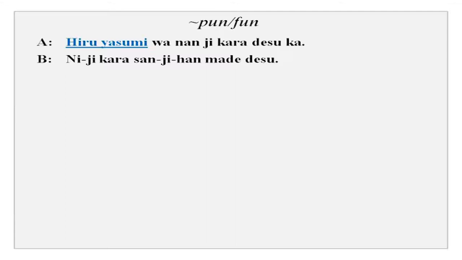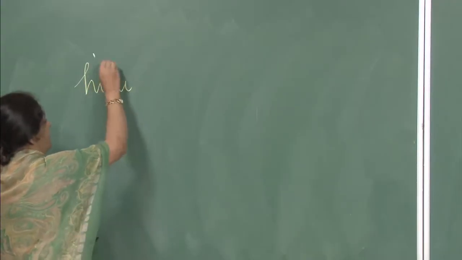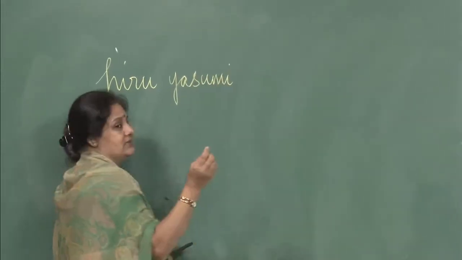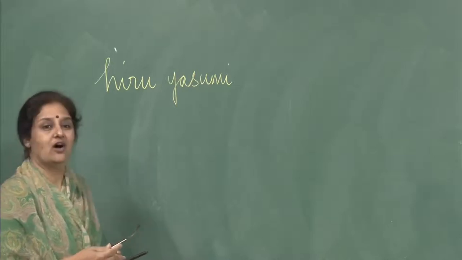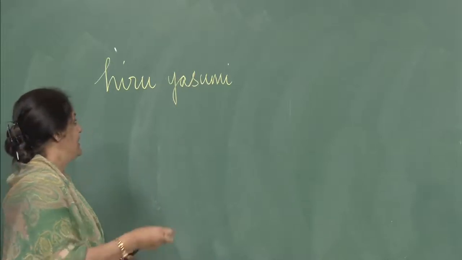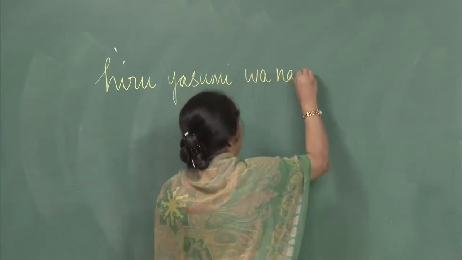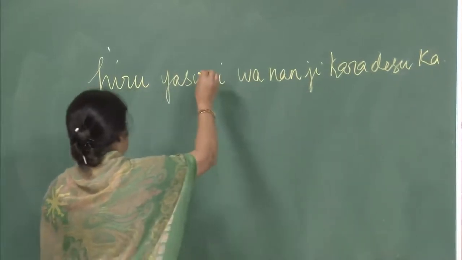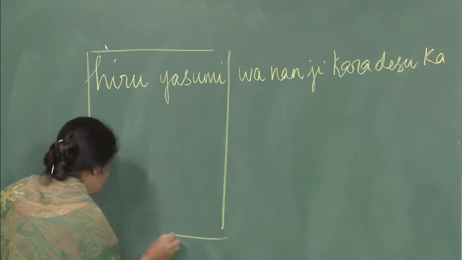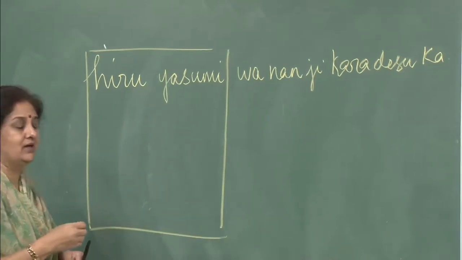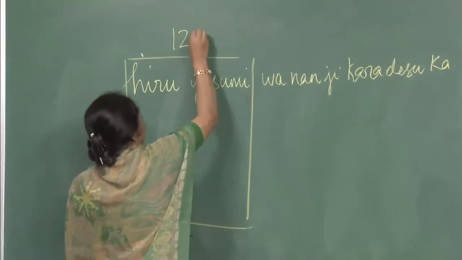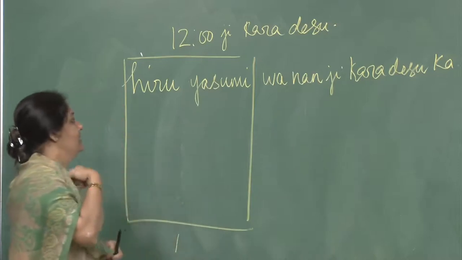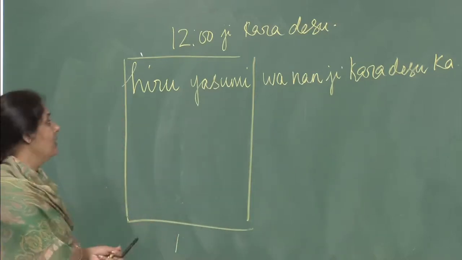Now, you have done hiru. Hiru, as you already know, is 12 o'clock or noon, and yasumi is to relax, or yasumi is a holiday, a vacation, relaxing or just a break. So, hiru yasumi wa nanji kara desu ka? So you can tell time. Hiru yasumi wa juuniji kara desu. You can tell time, you can answer. Or if your hiru yasumi, your lunch break is from 1 o'clock, ichiji kara desu.